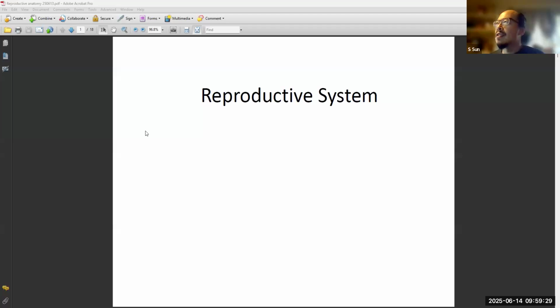All right. So let me share my screen. Reproductive system. All right. So, reproductive system is a system, so it involves multiple organs. And overall, this system is doing one primary thing, which is to produce another human being, right? So that's its function, to produce another human being.